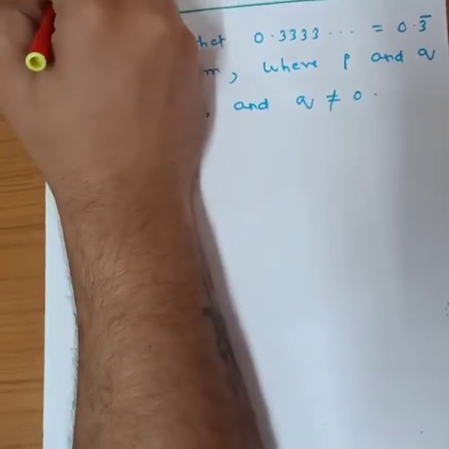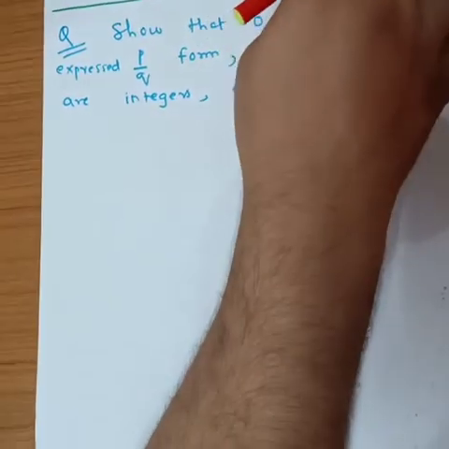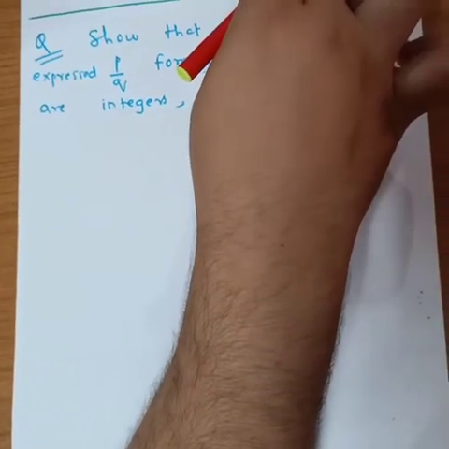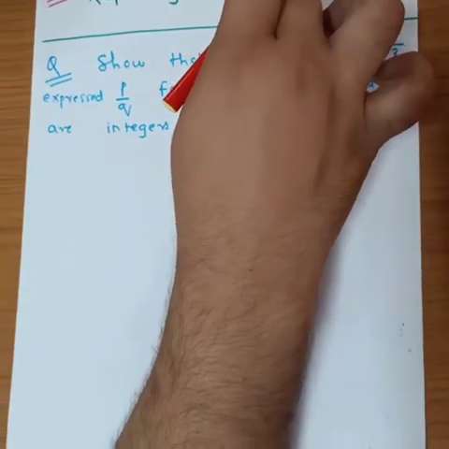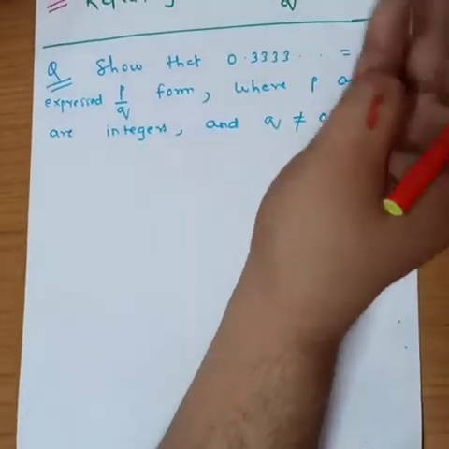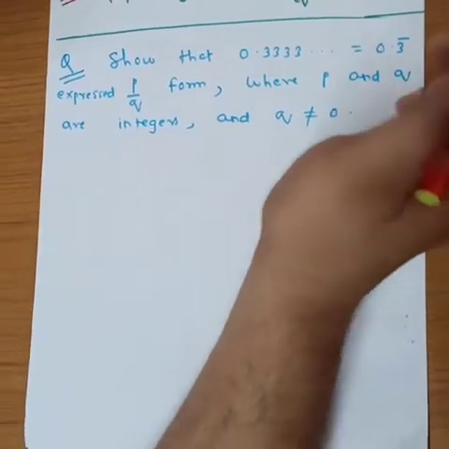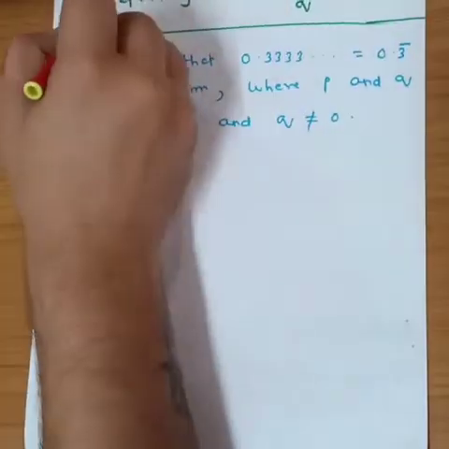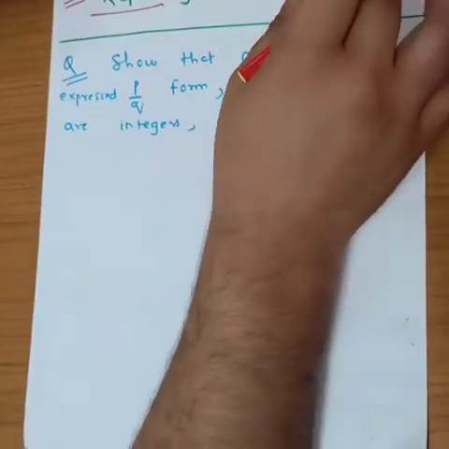Hello great Indians, this topic is the conversion of non-terminating repeating decimals into the p by q form. We have discussed terminating and non-terminating decimals, and within non-terminating, the categories of non-terminating repeating and non-terminating non-repeating. Now we have to discuss how to convert non-terminating repeating into the p by q form.